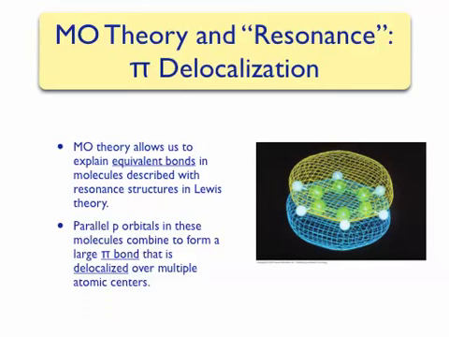Each carbon atom has one p orbital pointing perpendicular from the sigma framework of the molecule. These 6 p orbitals combine to form one large pi orbital that delocalizes electrons around the benzene ring. This predicts that all the carbon-carbon bonds are the same length, which is very much true.